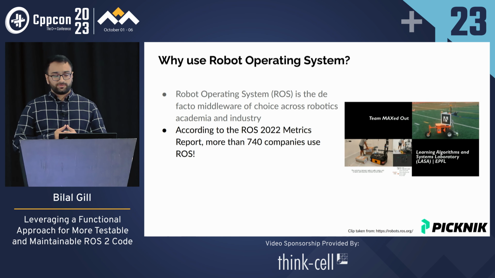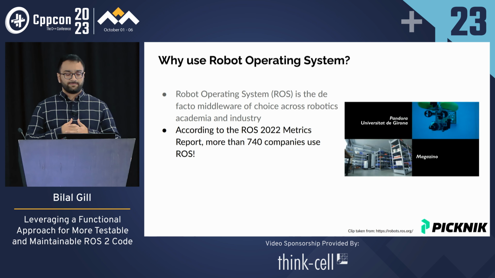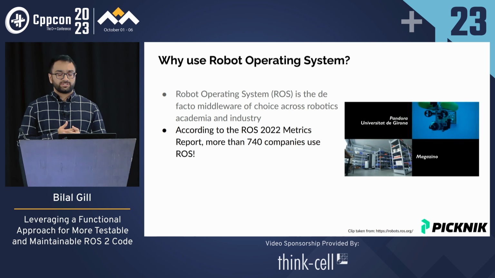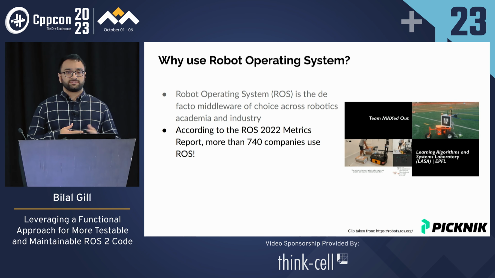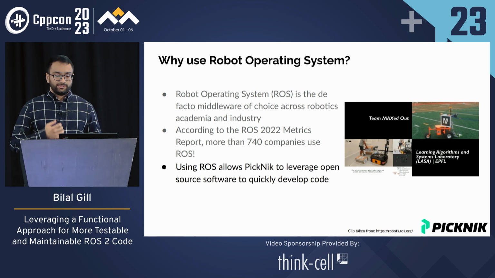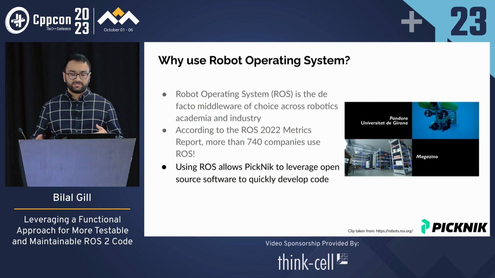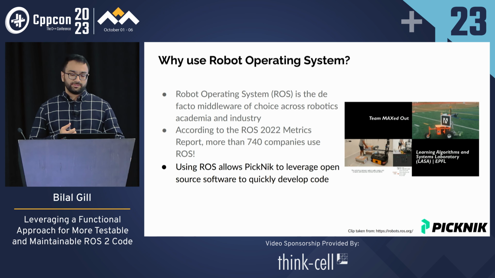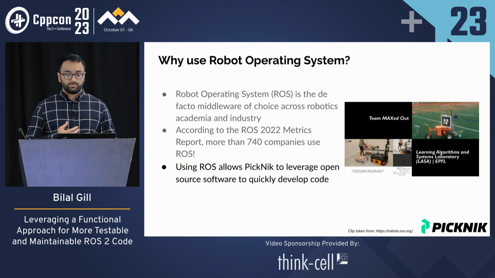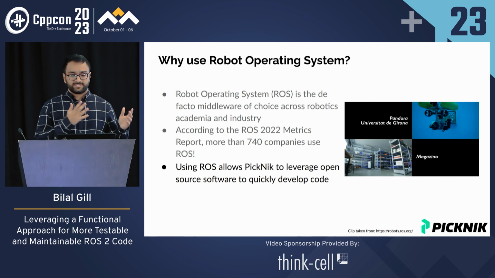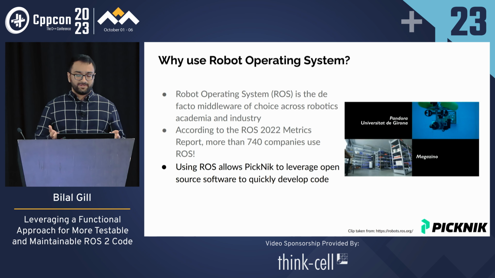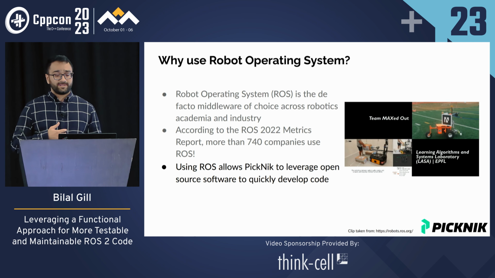According to the ROS 2022 metrics report, more than 740 companies use ROS, so it's not an insignificant number by any means. And the report was published by Open Robotics, who are the current maintainers of ROS. So with that, using ROS allows Picnic to leverage open source software to quickly develop code for our clients and for internal use also. A bit more information, there are over 2,000 ROS packages available for use, and they vary from state estimation to motion planning to inverse kinematics and more. And like I mentioned before, Picnic maintains one of the most popular open source packages, MoveIt.